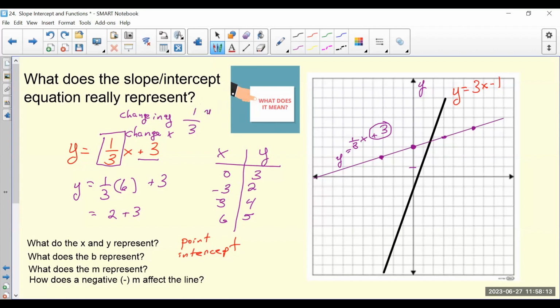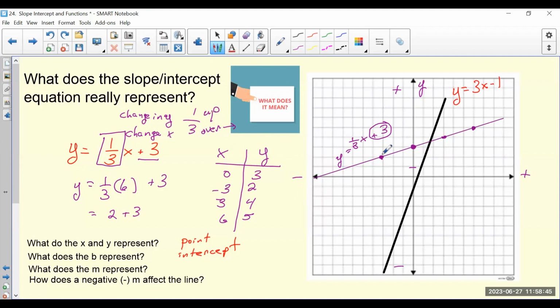Now it's positive, so positive is up. So it's going to go up 1, because this is positive, this is negative. And the 3 on the bottom, positive, negative. It's going to go over 3, but it's positive 3, so it's going to go up 1, and then it's going to go over to the right 3 spaces. So up 1 over 3.